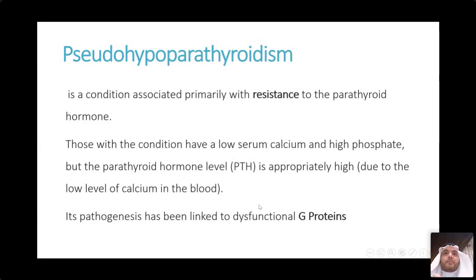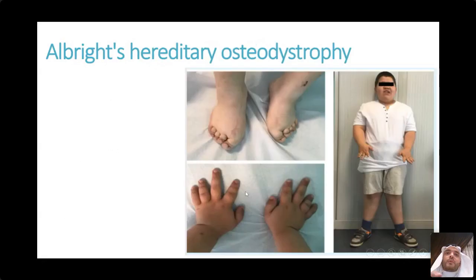Usually, pseudohypoparathyroidism can present with a defect in parathyroid action, and can also present in some types with dysmorphic features. These dysmorphic features are called Albright hereditary osteodystrophy. Patients are usually short and obese, with a round face, mental retardation, and small hands and feet.